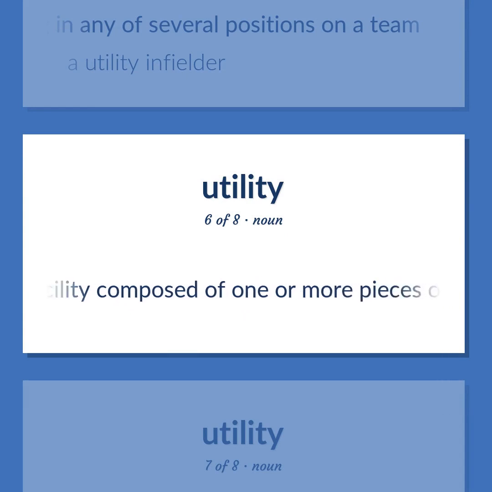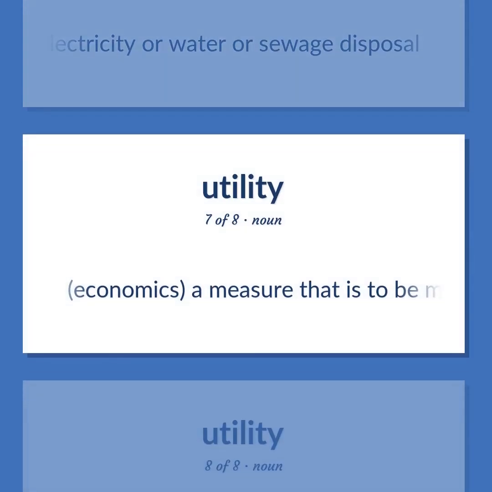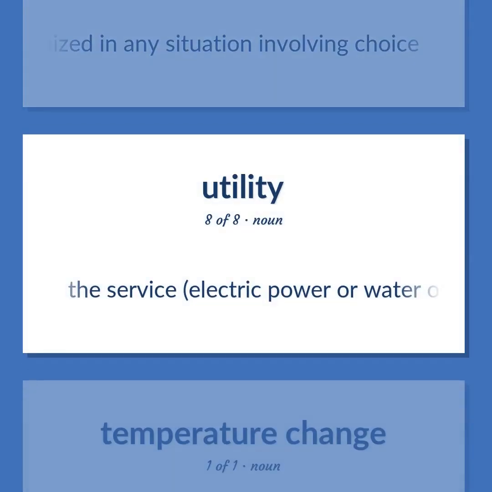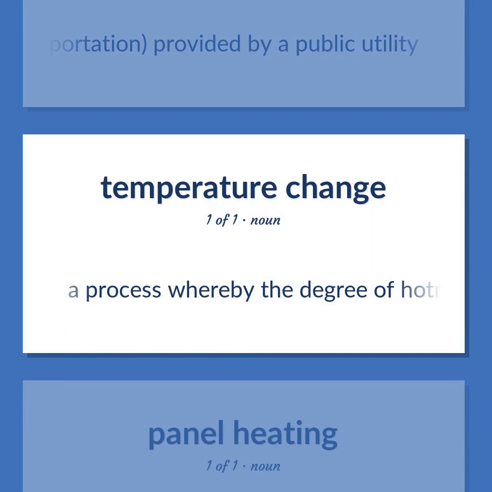A facility composed of one or more pieces of equipment connected to or part of a structure and designed to provide a service such as heat or electricity or water or sewage disposal. Economics. A measure that is to be maximized in any situation involving choice. The service, electric power or water or transportation, provided by a public utility. A process whereby the degree of hotness of a body, or medium, changes.